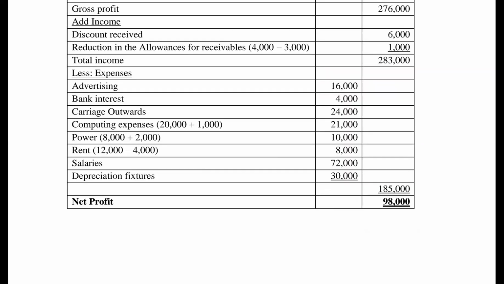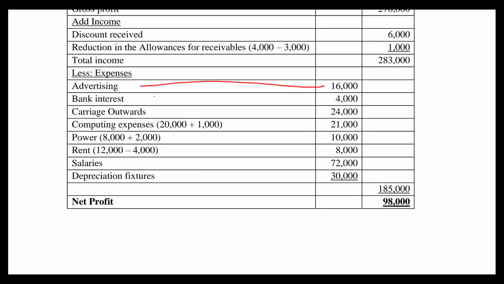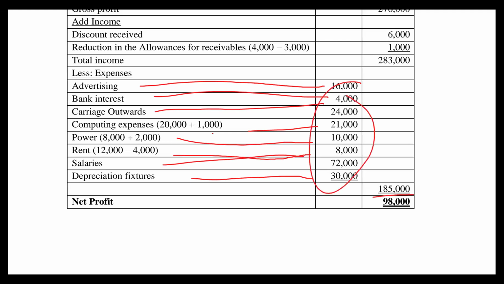Deduct all the expenses: advertising, bank interest, carriage outwards, plus computing expenses. I told you computing expenses had an accrual that you added, that one for 1,000. You get it, right? Power had an accrual. This is what you do. Rent had a prepayment. You deducted it. Salaries and depreciation on fixtures was 30,000. Add all these, they give you this figure that you should deduct from total income to get net what? Net profit. Is that clear? Okay.